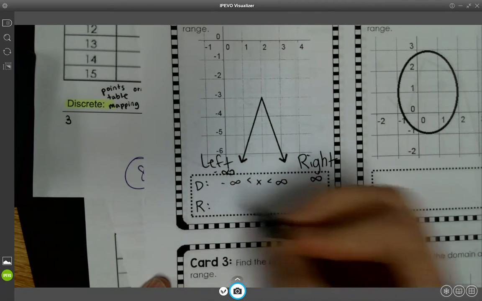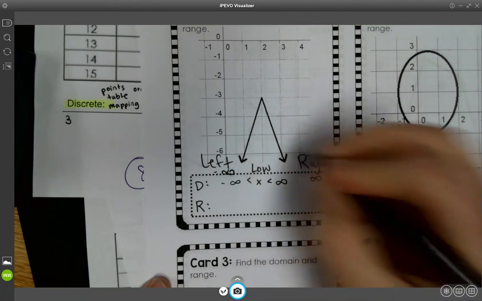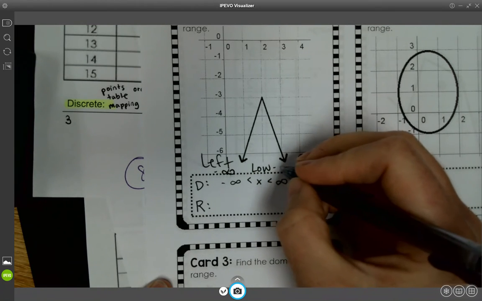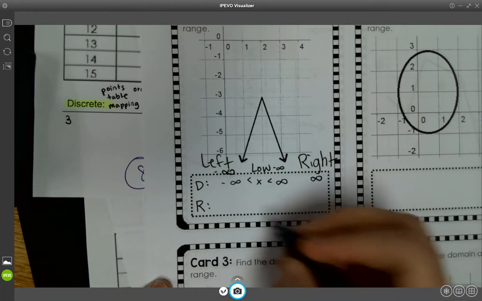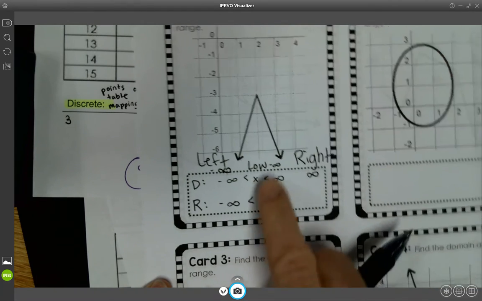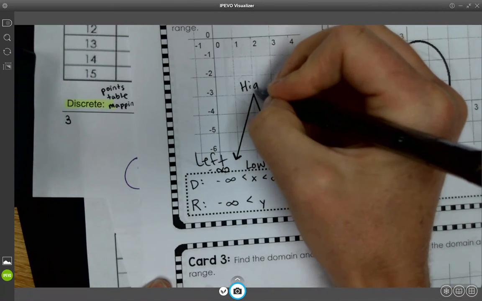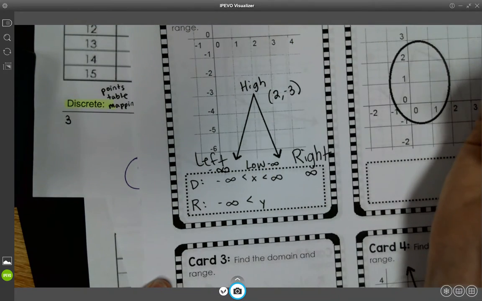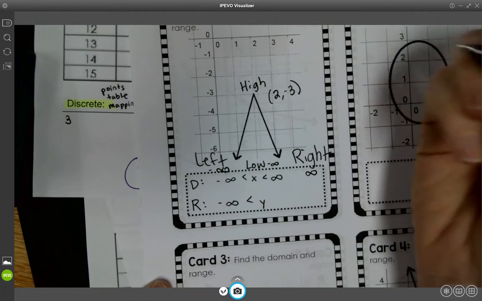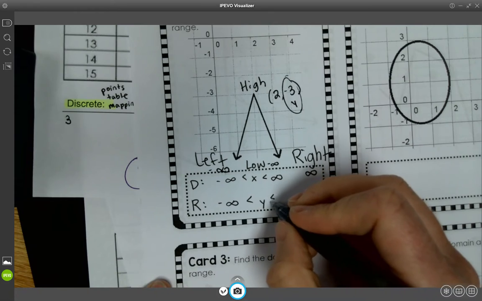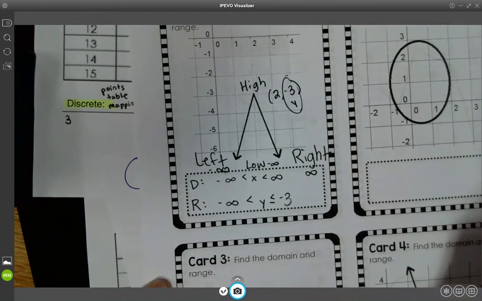And then our range is low to high. So it doesn't have a lowest point because these arrows go on and on forever going down. So it's negative infinity. And then our high is this point right here, which is at 2, -3. And the value that we want to know is range, which is our y values. So y is less than or equal to -3.